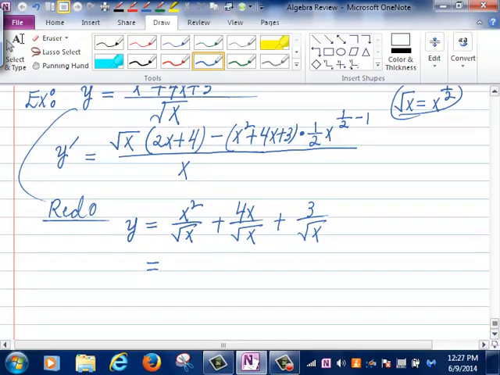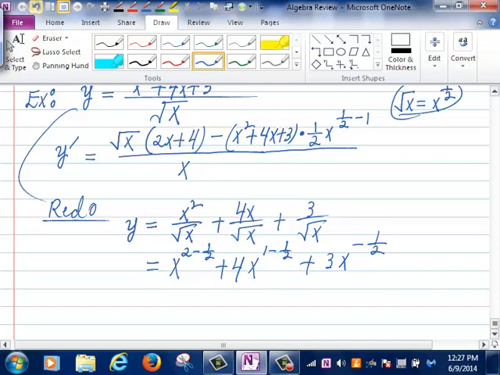What is x squared over root x? Root x means actually x to the half, right? So that means this is what? X to the 2 minus a half, right? This would be 4 times x to the 1 minus a half, right? And this would be 3 times x to the what? You guys agree with that? 1 over root x, right? This guy is the same as 1 over x to the half, right? And 1 over x to the half is the same as x to the negative half.